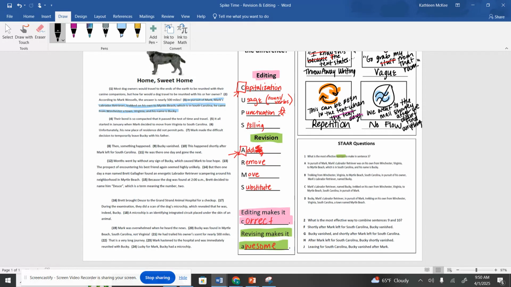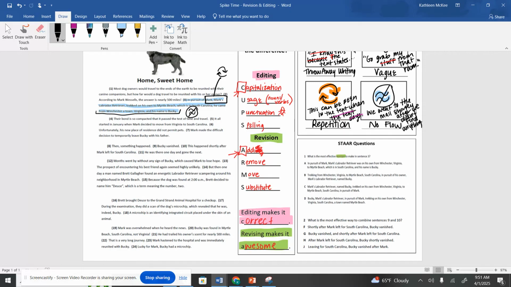Okay, one of the things that I noticed was that it's repetitious right here. In pursuit of Mark, Mark's Labrador Retriever trekked on his own to Myrtle Beach, which is in South Carolina. He came from Winchester, a town, Virginia, and his name is Bucky. This is what I'm talking about when I say no flow. That's a much better example than my mall one. So if it just kind of sounds weird, there is no flow.